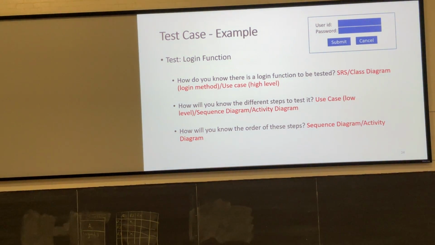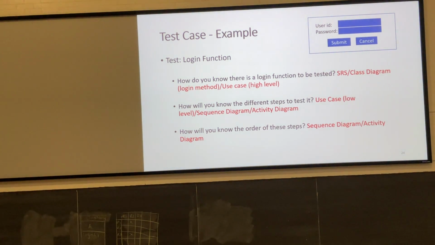So how do you know there's even a login feature to test? SRS stands for Software Requirement Specification, which is basically your requirement. Class diagram, you will see a login method. Use case, high-level use case. In one of the scenarios, you would have a login when you're building the use case for the entire system, not the use case for the login only, for the login process, but the entire system, right?